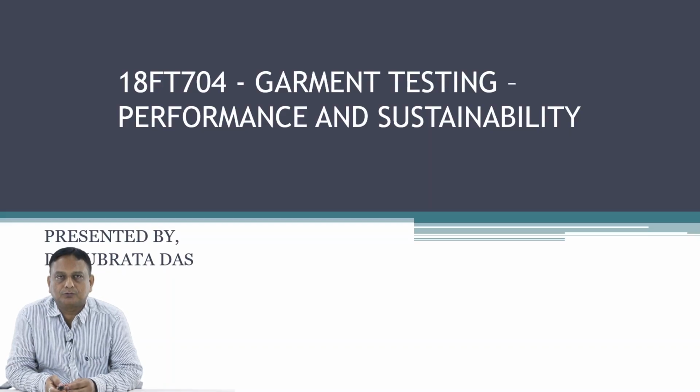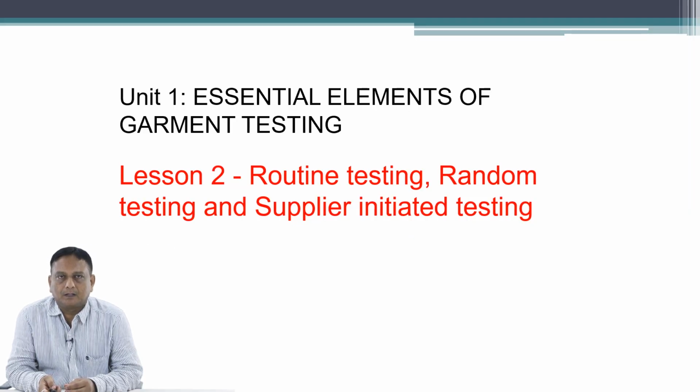So we will talk about 1880 704 garment testing, performance and sustainability. Now in unit 1 we have just discussed the essential elements of garment testing, and we have seen the preliminary testing or the importance of garment testing in lesson 1. Now in lesson 2 we will talk about routine testing, random testing and supplier-initiated testing.